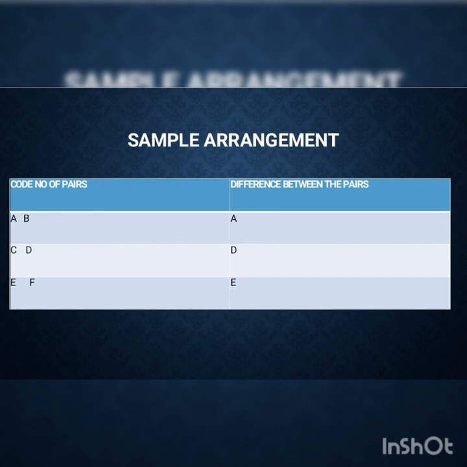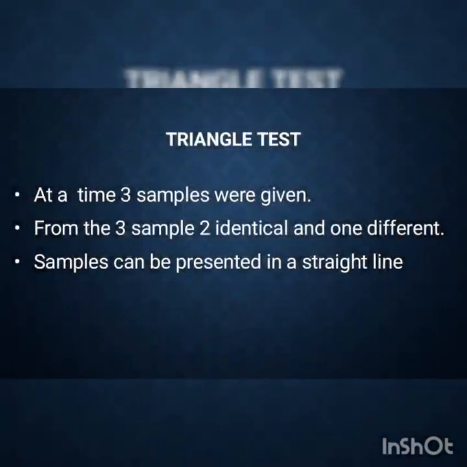In sample arrangement, coded samples are given in pairs such as A and B, C and D, E and F. The panel members check the difference between the pair. If A's food sample is sweeter than B, then A is the different sample. In C and D, if D tastes more bitter, then D is the different sample. Between E and F, if E is more bitter or sweet in taste or has more rancidity, then E will be the different sample.